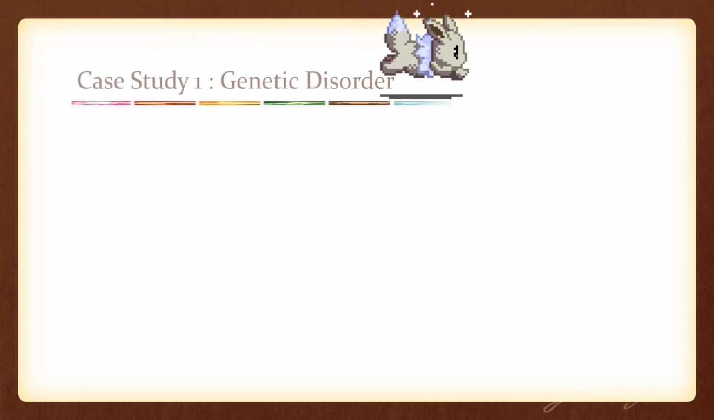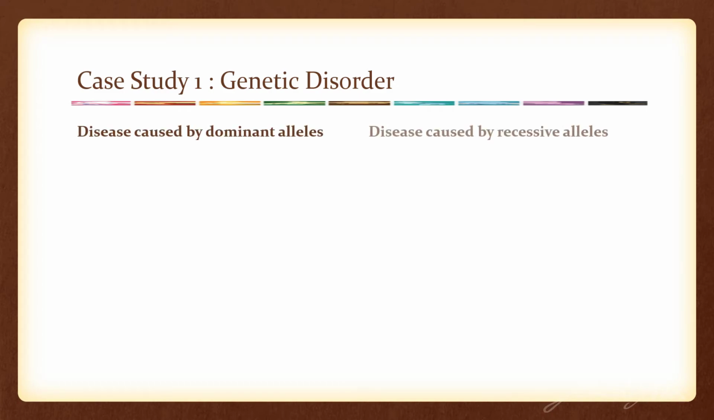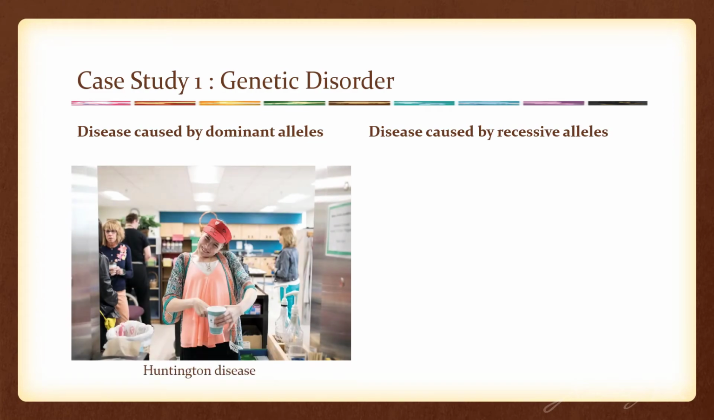The first case study I would like to look at is genetic disorders. Genetic disorders are diseases caused by specific alleles. There are two classifications of genetic disorder: first is disease caused by dominant alleles, as well as disease caused by recessive alleles. This disease, called Huntington's disease, is actually caused by a dominant allele. That means the person will just need one copy of this allele to get this disease.